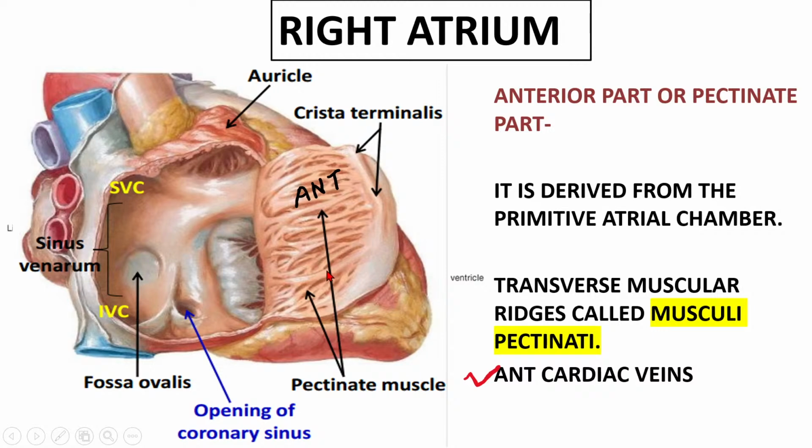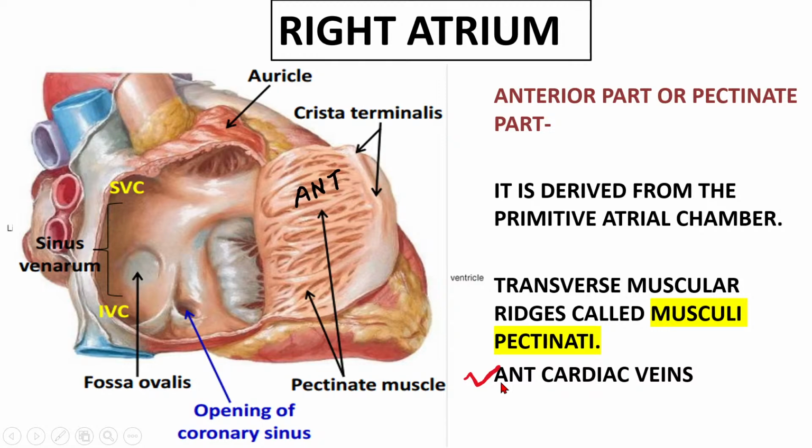Now, another important point which we must note down here is that all the major veins are opening in the posterior smooth part. Only the anterior cardiac veins, which are bringing the blood back from the chambers of the heart, will open in the anterior rough part. So, these are the only veins, anterior cardiac veins, opening in the rough anterior part.